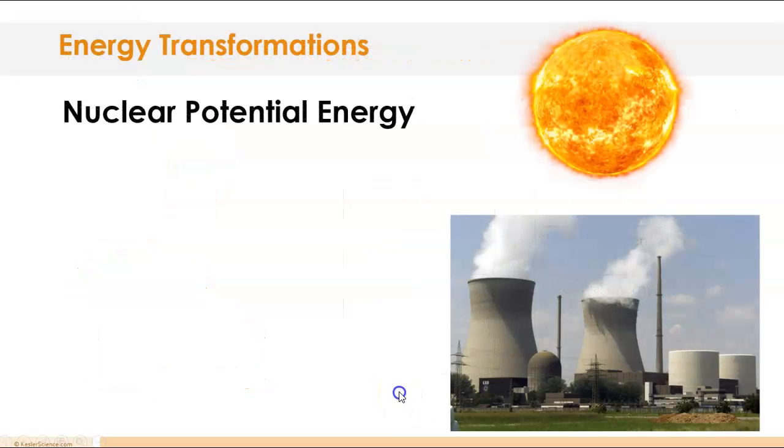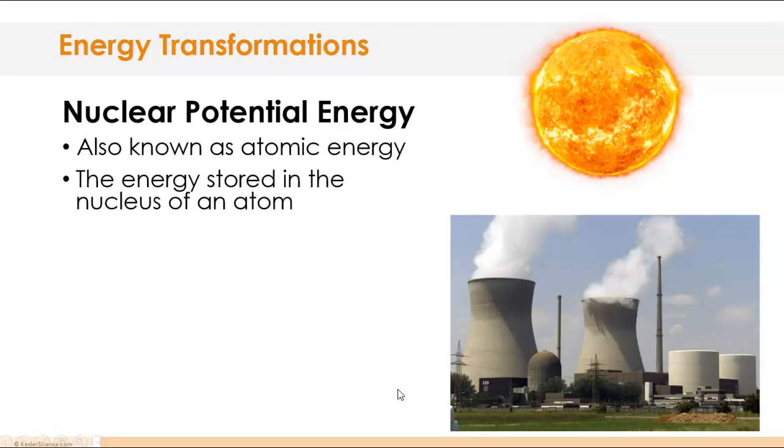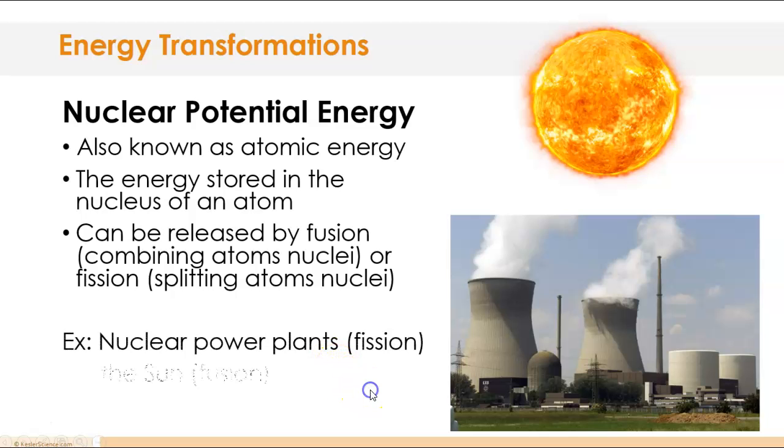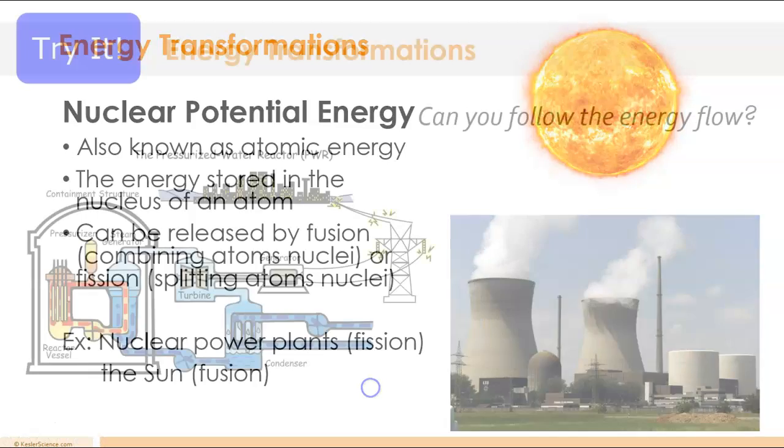Our final one, nuclear potential energy. It's also known as atomic energy. That's the energy that's stored in the nucleus of an atom. It can be released by fusion, combining atoms' nuclei, or fission, splitting an atom's nuclei. Nuclear power plants are a good example of fission, and the sun is a good example of fusion.